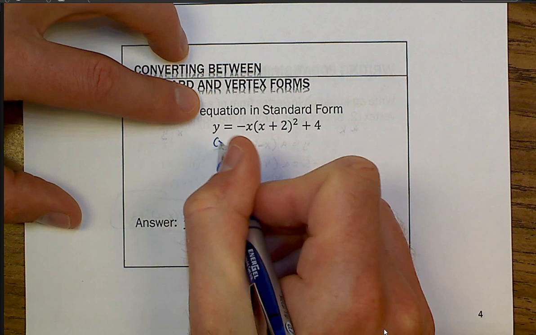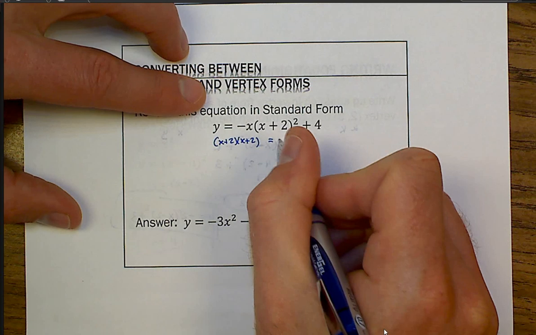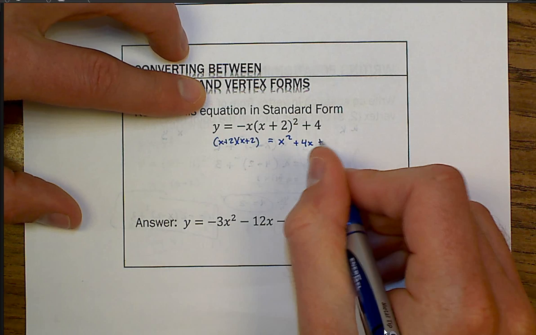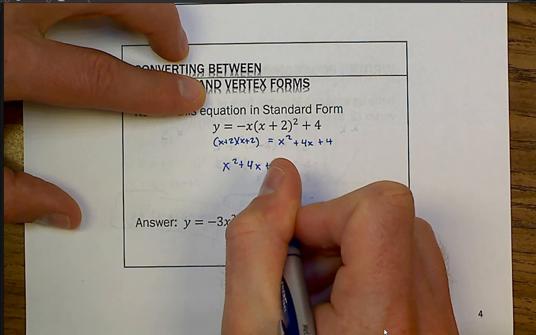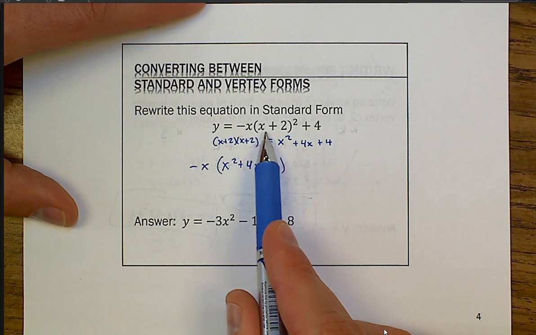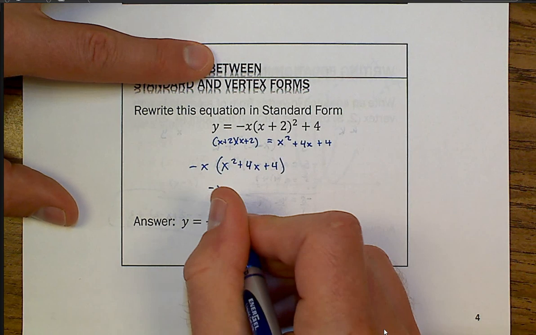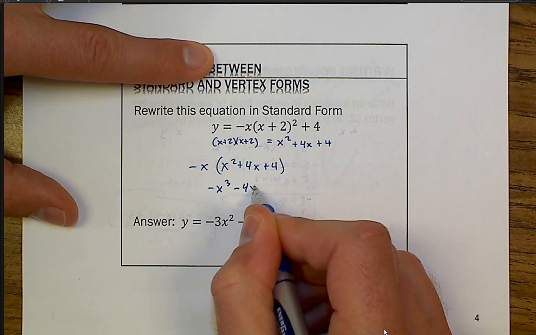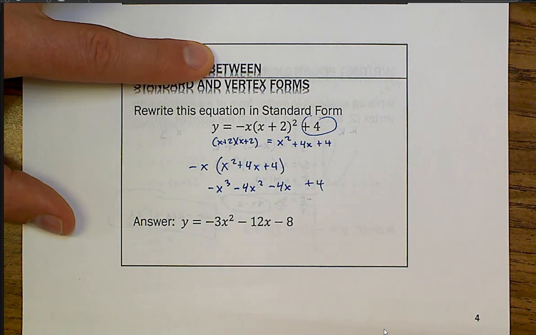I would go x plus 2 times x plus 2 first and get that answer. Let's FOIL it. That's going to give me x squared plus 2x plus 2x, which is 4x, and then 2 times 2 would be 4. And then I still have this negative x hanging out in front. So I turned this x plus 2 quantity squared into this, and then I have to multiply this through, so I get a negative x to the third. I'm just distributing here. Negative x times 4x would be negative 4x squared, minus 4x, and then I have this plus 4 left over.